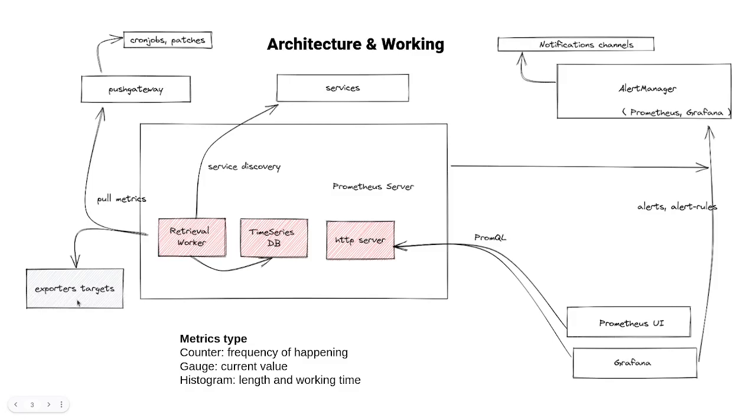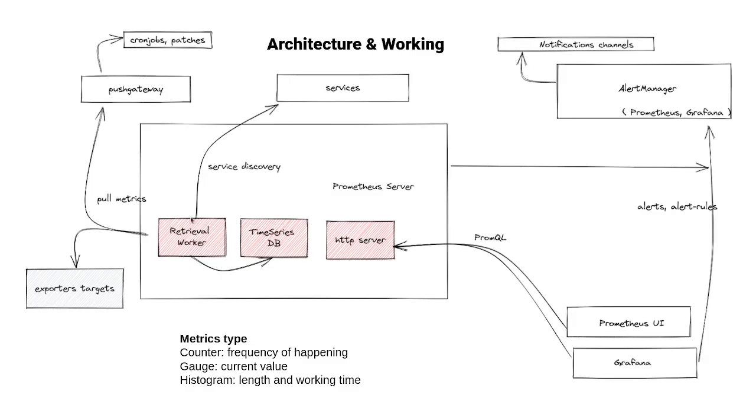Exporters are used when the services do not have the metrics defined as per the format of Prometheus and need to be configured. For that, Prometheus has defined multiple exporters: node exporter and AWS RDS exporter are some examples that fetch the metrics and convert them into the required form.